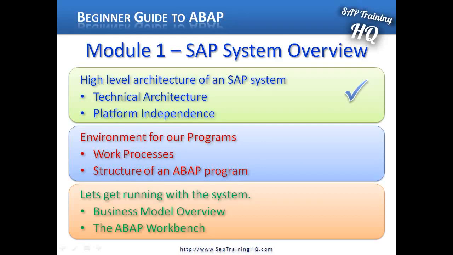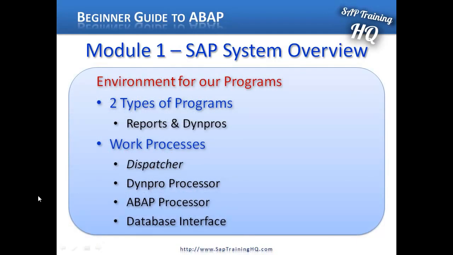Now let's move on and have a look at the environment our program's running. We're going to discuss the work processes and then we'll move on to the structure of an ABAP program. Within an SAP system, or at least what we're looking at, we have two types of programs. We have reports and we have dynpros.